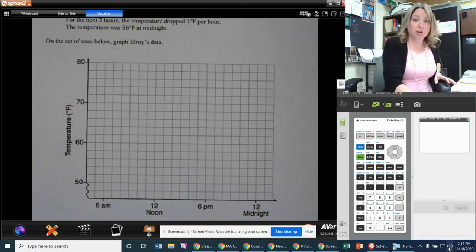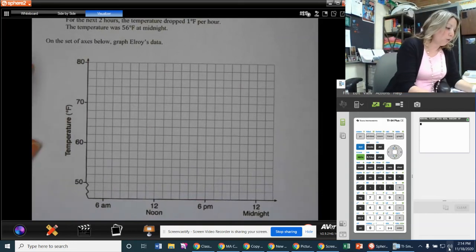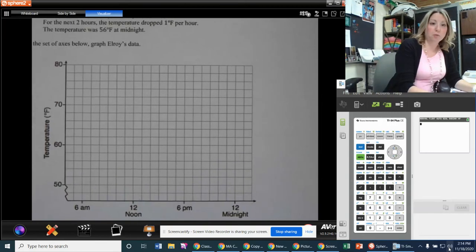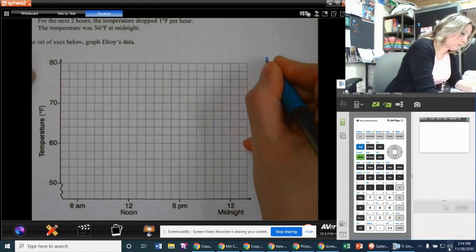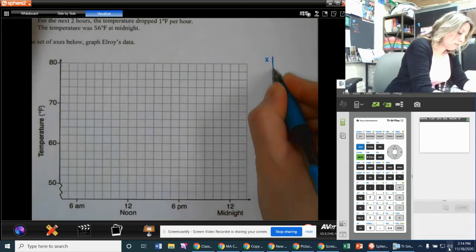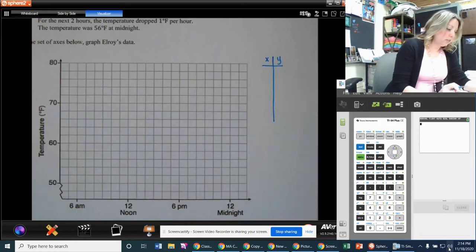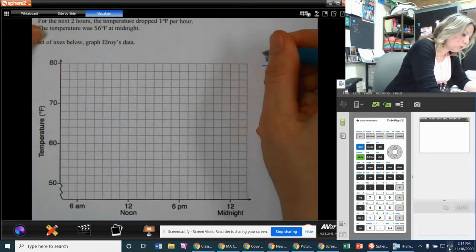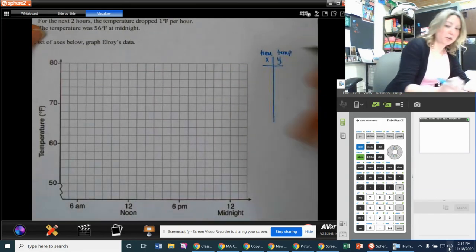All right, so here's what we're going to do. We're going to do the same kind of thing we just did for Paul's epic journey for Elroy's budding meteorology experiment. And we're going to do an X, which is the time of day, and Y, which is our temperature, right? So time and temp. So that's what we're going to do.